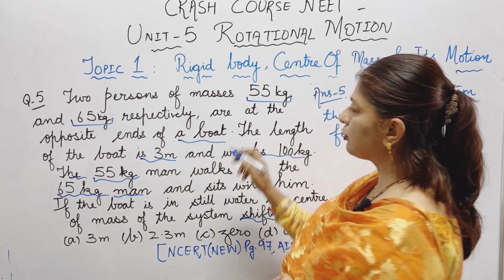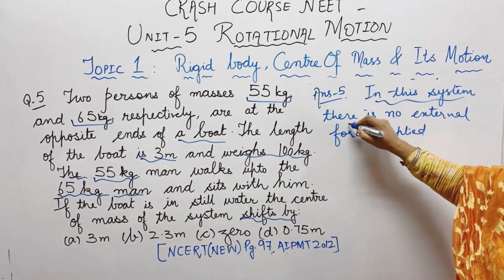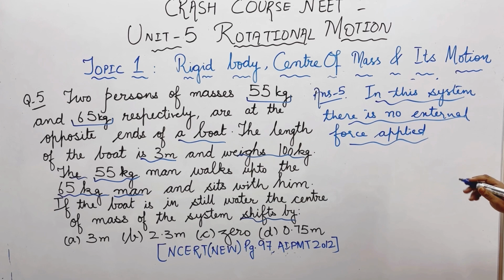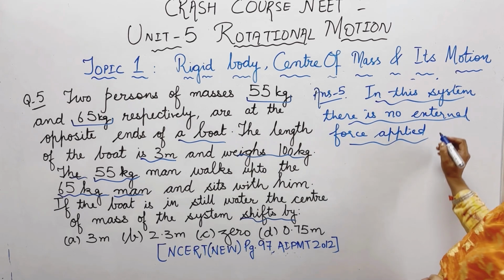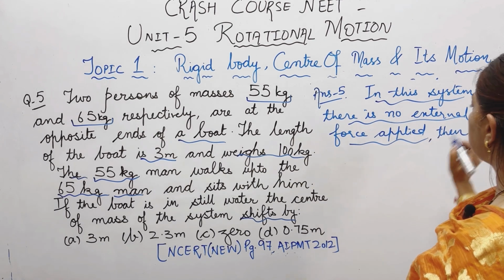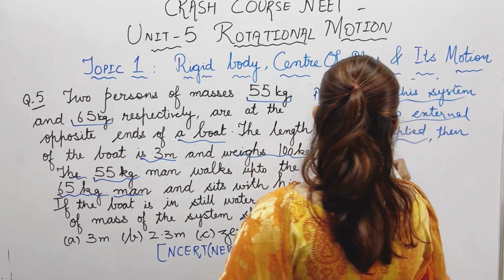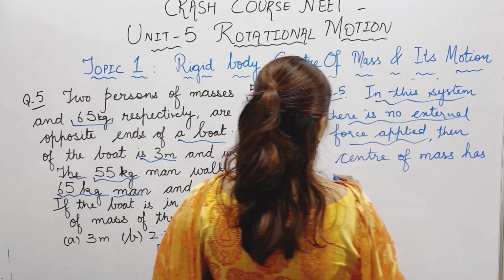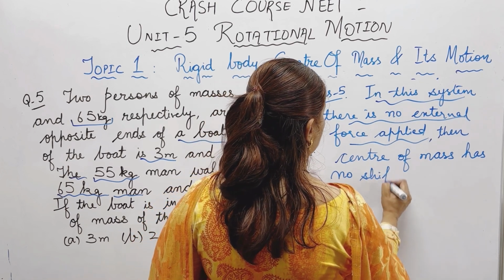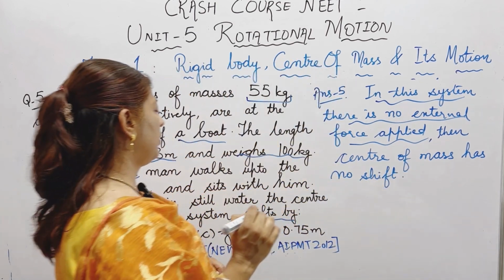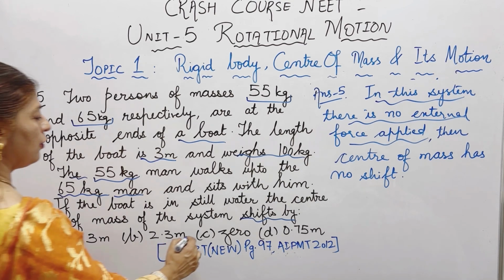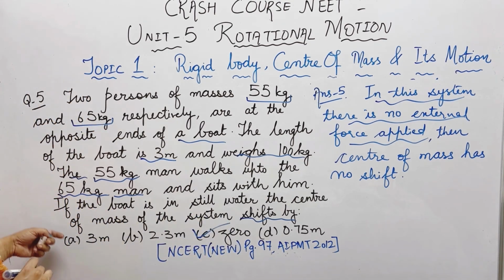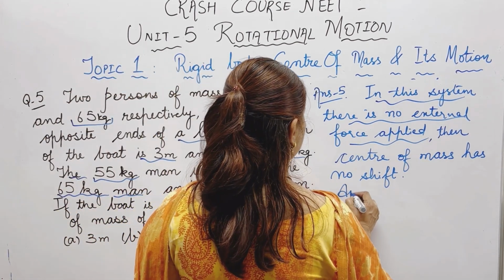So again, going through the statement, it is confirmed that in the system there is no external force applied. External force is zero. There is no change in the center of mass. Then center of mass has no shift. So our option C goes with our concept that there is shift by zero. So the answer for the fifth is C.